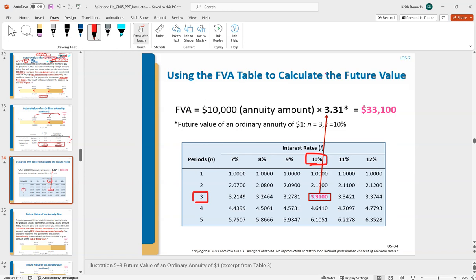We're looking at the future value of an annuity for an ordinary annuity. They give us 3.31. So essentially we take the future value of an annuity equals 10K, the annuity amount, each payment, times the factor, which is composed of the I and the N. It's worth 33,000, right? That's like an easier way to do it.